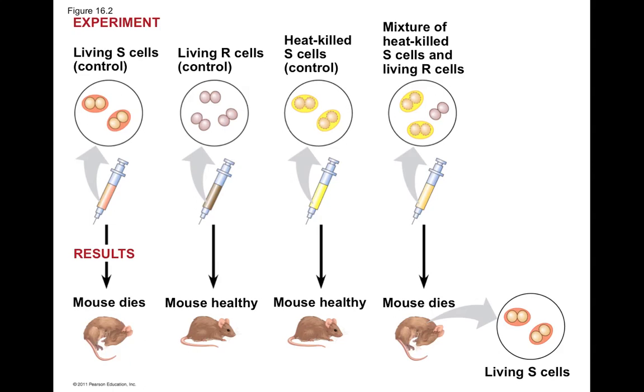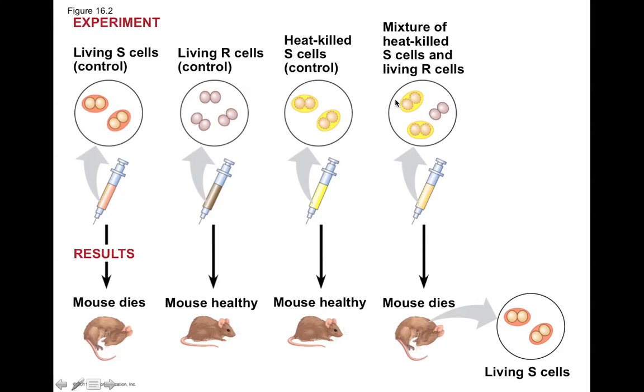So in his experiments, he took living cells of the S strain as a control, injected them into the mice, and they died. He took living R cells, no capsule, injected them into the mice. The mouse survives. He could take heat-killed S cells. So these were cells that were killed by heat. Still had the capsule, though. He could inject them into the mice, and they did not cause disease.